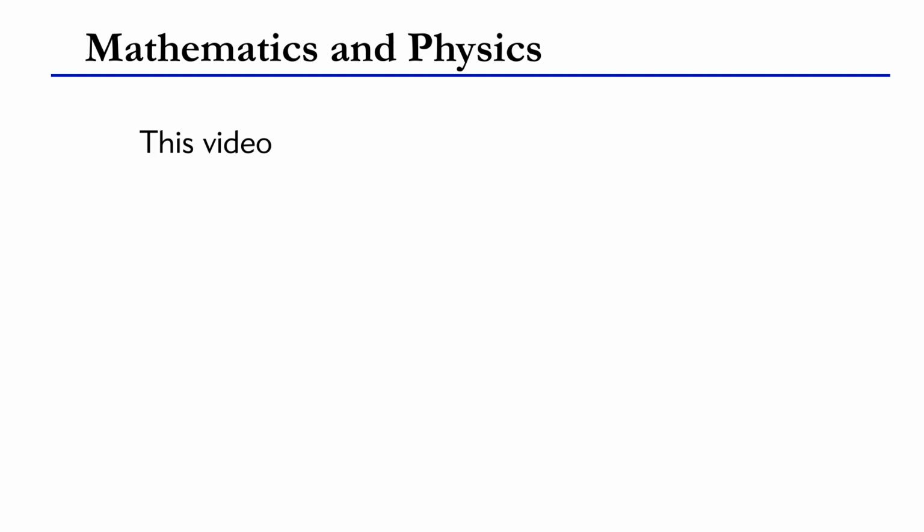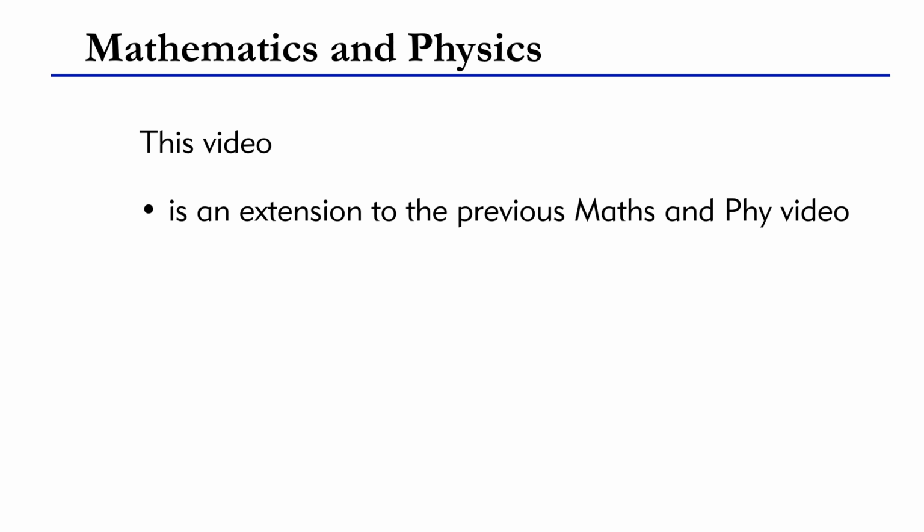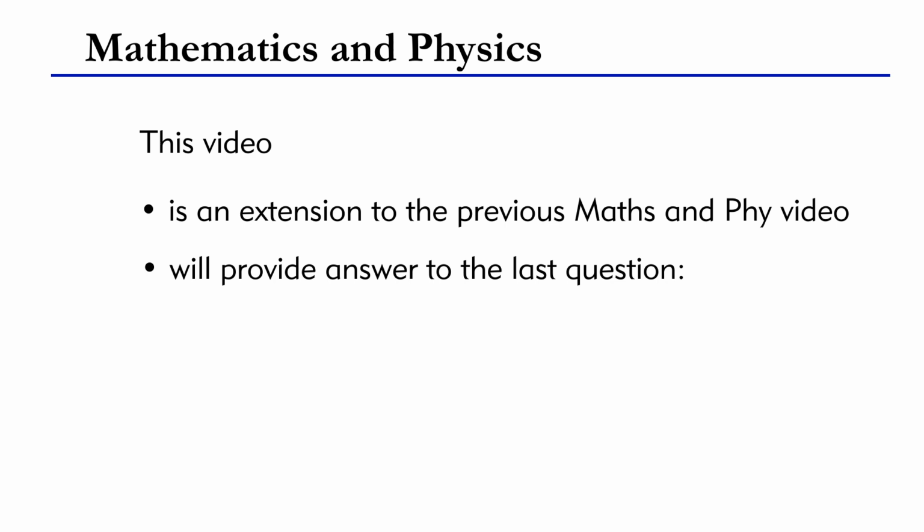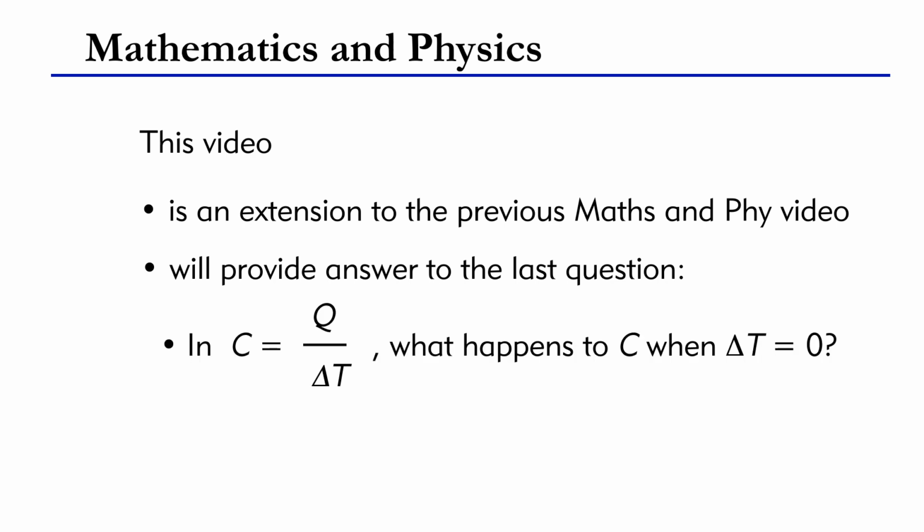The video today is an extension to my previous video on mathematics and physics. I shall provide the answer to my last question, in which I asked you: in the equation C equal to Q over delta T, what happens to the heat capacity C when delta T equal to 0?